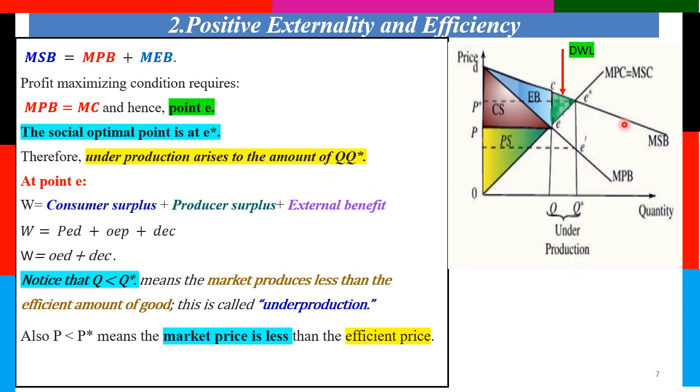Underproduction. That means the marginal social benefit is greater than the marginal private cost. At point E, at this point here, welfare is equal to consumer surplus plus producer surplus plus external benefit at point E. Producer surplus plus consumer surplus plus external benefit. PED, this dark area, OEP means producer surplus, DEC, this external benefit, this triangle, then you can get what? The welfare.